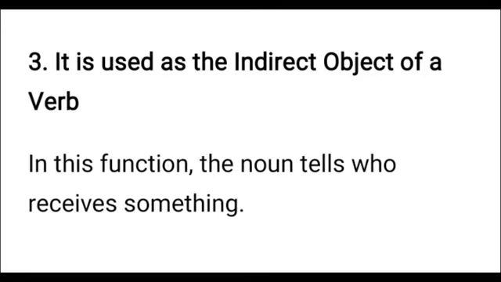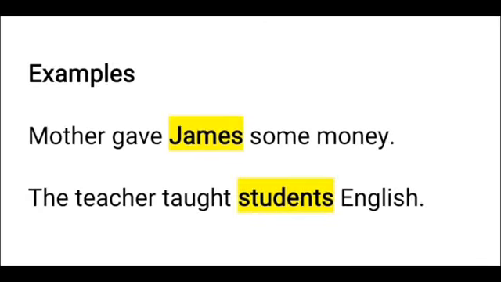Let's look at examples. Mother gave James some money. Mother here performs the action. Gave is the action performed. James is the indirect object because it receives the money. The money receives the action because that was what was given, while James receives the direct object. In that case, it is the indirect object.